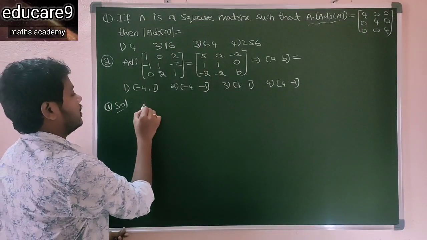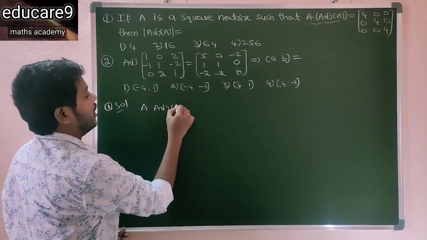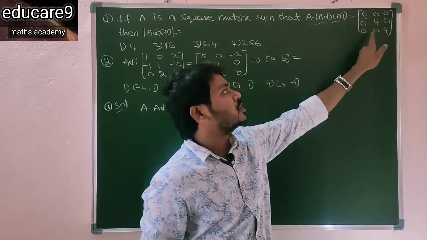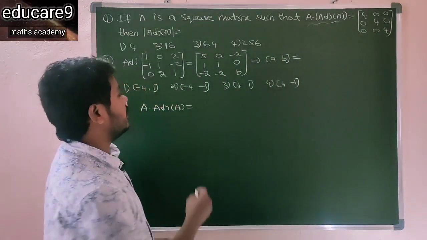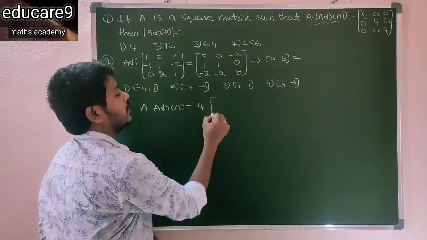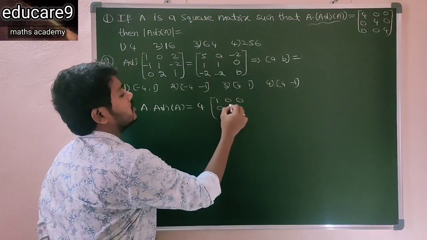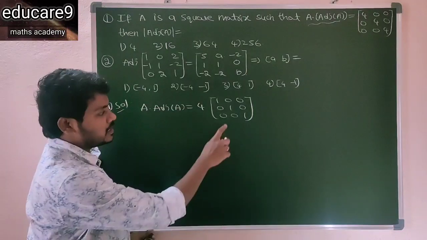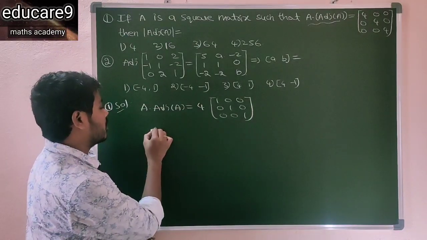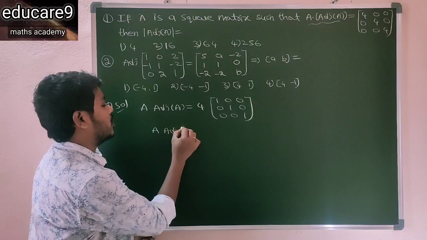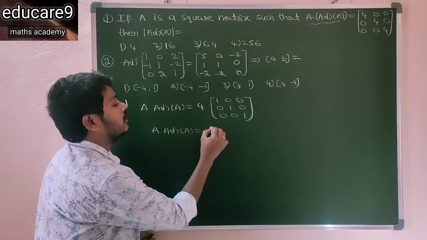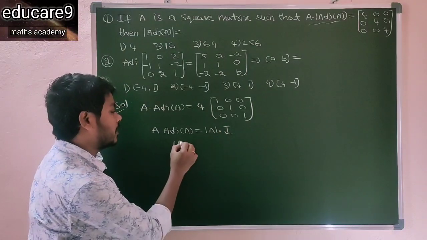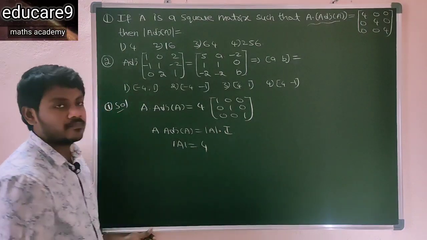See here, A into adjoint of A is 4 0 0 0 4 0 0 0 4. So clearly in that matrix 4 is common. Next write 1 0 0 0 1 0 0 0 1. So clearly this is the identity matrix. Therefore, you know that A into adjoint of A is equal to determinant of A into I. So therefore, determinant of A is equal to 4.